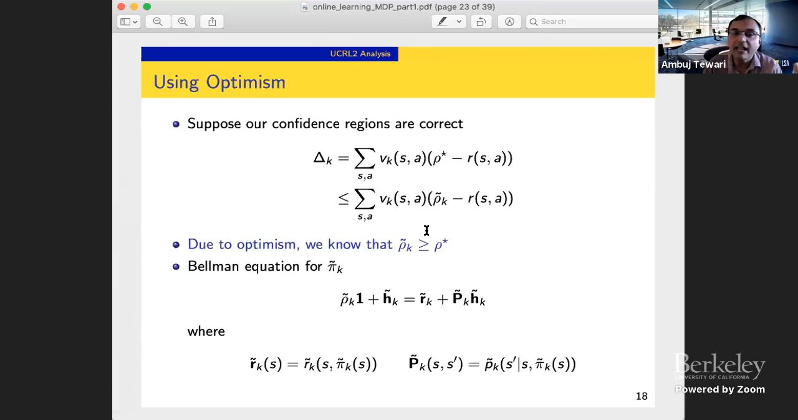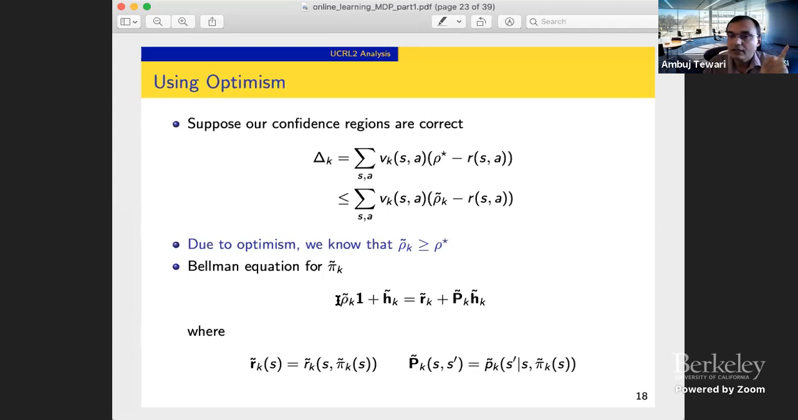And interestingly, everything here is computable by the agent. The regret is not computable because the agent doesn't know what rho star is. But this upper bound that we will analyze is actually computable by the agent. So we will work with this upper bound where rho star has been replaced by rho tilde, which is the optimal reward in this optimistic MDP.